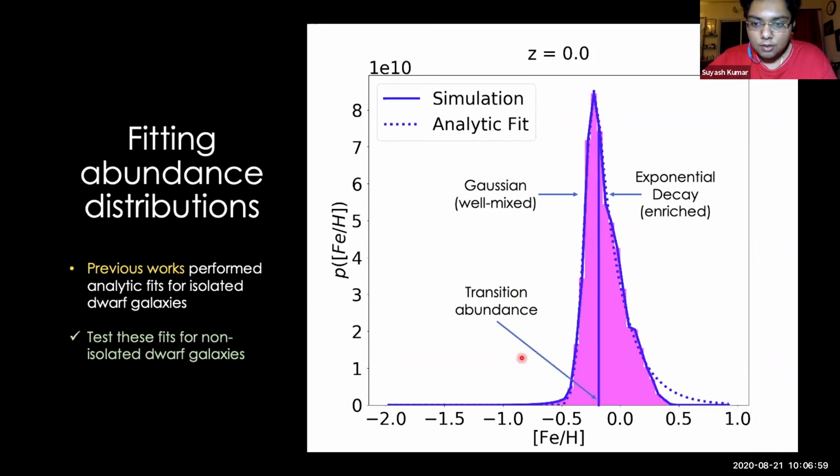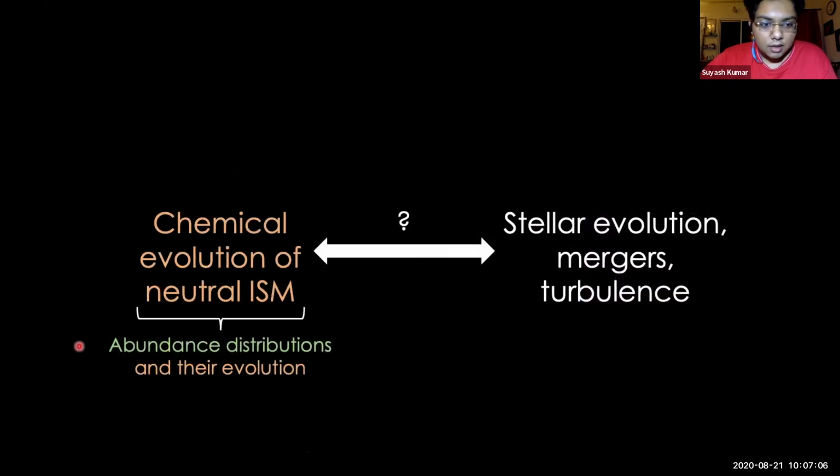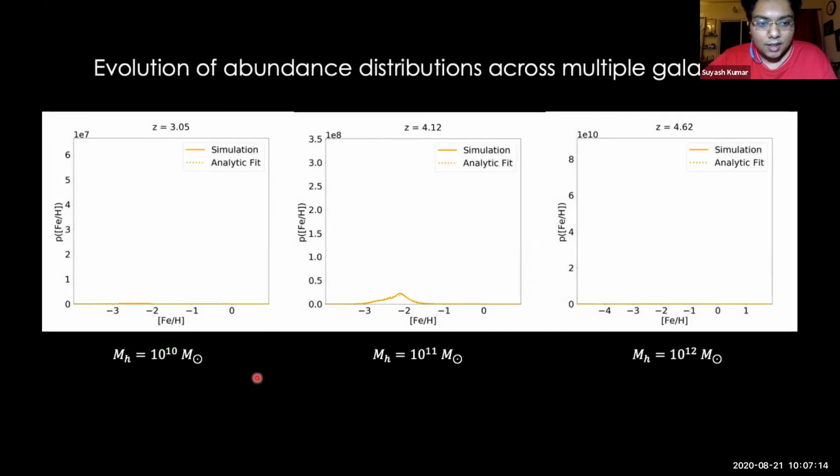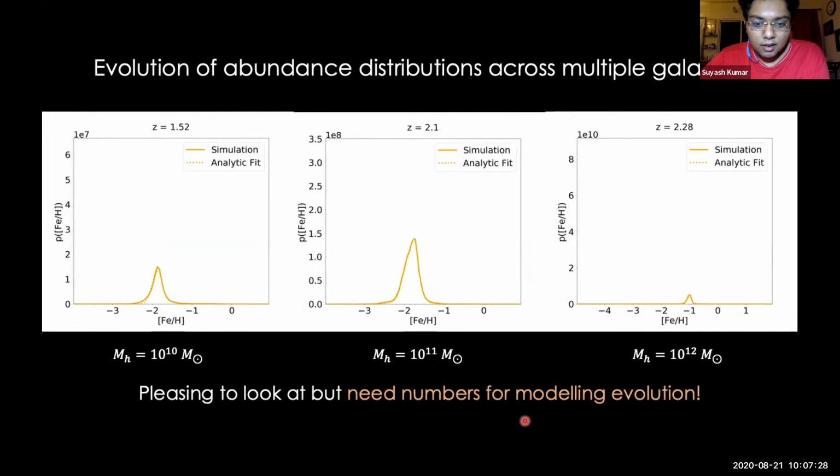And the abundance where the functional form shifts from Gaussian to exponential decay is called the transition abundance. And so that completes the construction of abundance distributions, but we are also interested in their evolution. So, sort of naively, we can look at an animation of how these distributions evolve in time across all these galaxies. And that is exactly what I've portrayed here for the iron distributions in all three of my sample galaxies. And this is pleasing to look at, but not very helpful because we need numbers for modeling evolution.